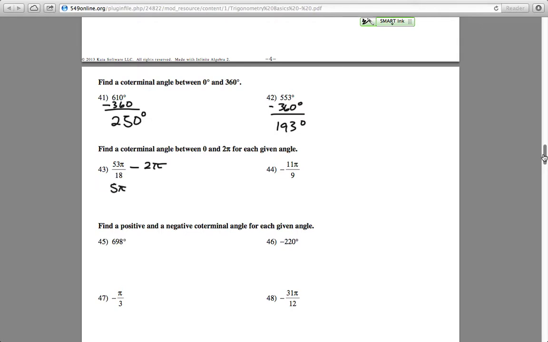Common denominator. So it'd be 53 pi over 18 minus, if I put a common denominator, it's going to be 18. What's the common denominator? How am I going to make that an 18?